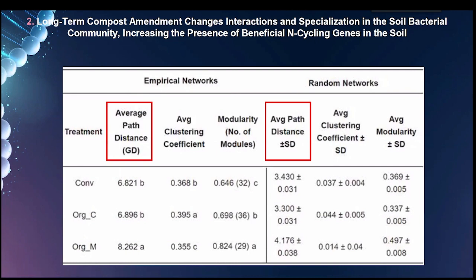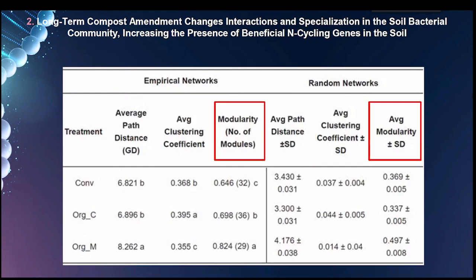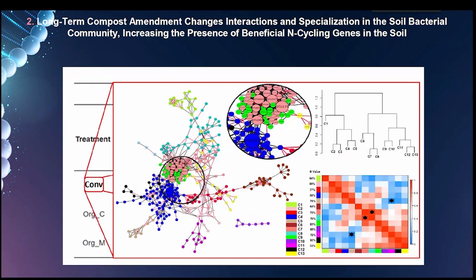I have selected different topological parameters. For example, the average path distance is the distance between microorganisms. The average clustering coefficient is the capacity to form a cluster. But also the modularity. The modularity, if you remember, is the groups of different microorganisms.